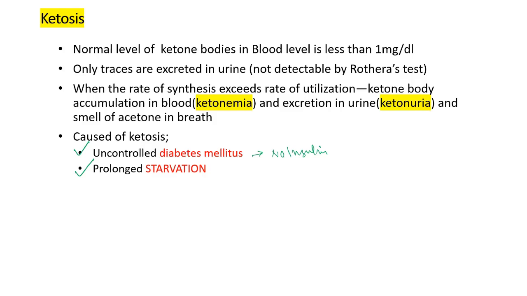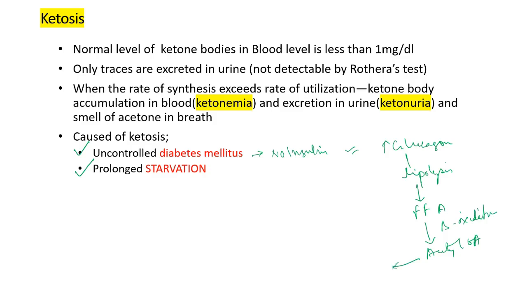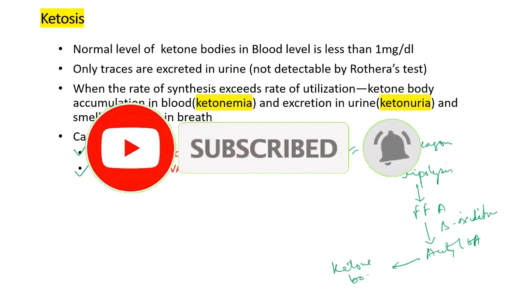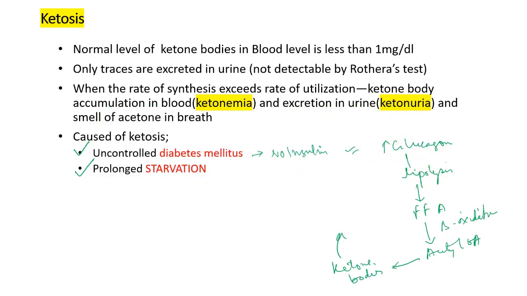So in uncontrolled diabetes mellitus, since there is no insulin, there will be increased amount of glucagon hormone, and under the influence of glucagon, there will be lipolysis of triacylglycerols in adipose tissues to produce free fatty acids, and these free fatty acids undergo beta oxidation in the liver to produce acetyl-CoA. And this acetyl-CoA will ultimately produce ketone bodies, and these ketone bodies will be exported from the liver to the extrahepatic tissues and utilized through the TCA cycle to produce ATP. That is how the cells are getting energy from the lipids during uncontrolled diabetes mellitus.